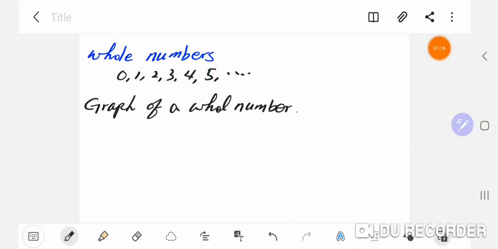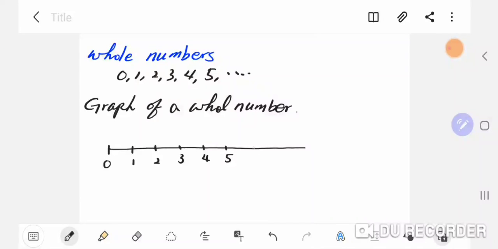When we graph a whole number, let's draw a number line. The number line for whole numbers starts from 0. From 0, as you go to the right, the number increases: 3, 4, 5, 6, 7, and so on. The numbers will go to the right infinitely, so we use the arrow. The arrow represents that the numbers keep increasing to the right infinitely.